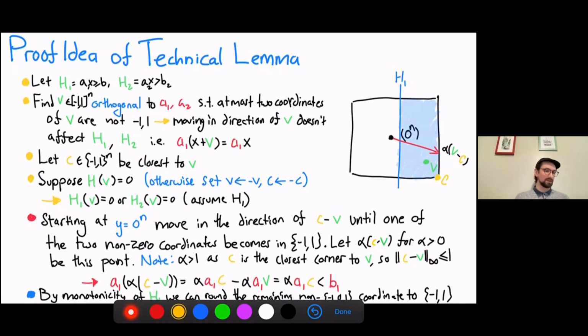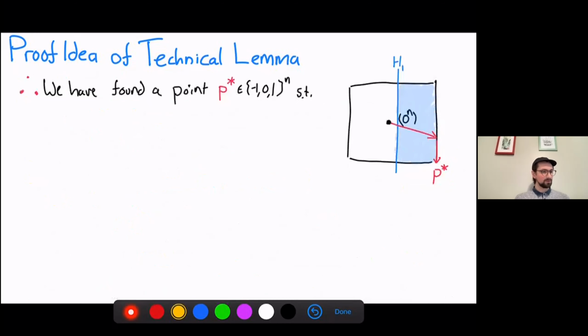Right, and this is just because h1 is monotone. So you take the last coordinate and you just round it to one of the 2 sides, and one of the 2 sides is going to be falsified by h1. And there's a little drawing of moving there.